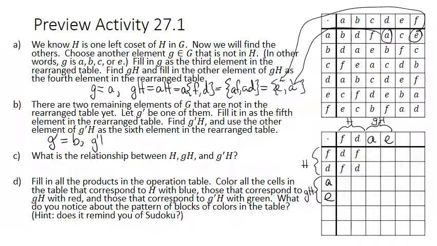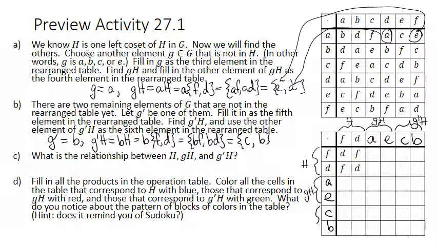So then g prime H is going to be BH. I'm going to write it like this: B times FD, because that's H. So this will be BF and BD. BF is going to be C, and then BD is going to be B, because D is actually the identity. So we get C and B, and I'm going to fill these in over here, C and B. So this is g prime H, and this is g prime H.